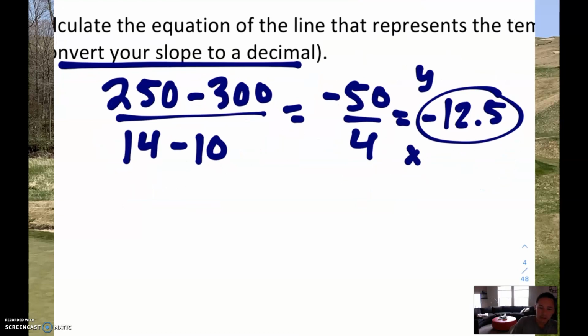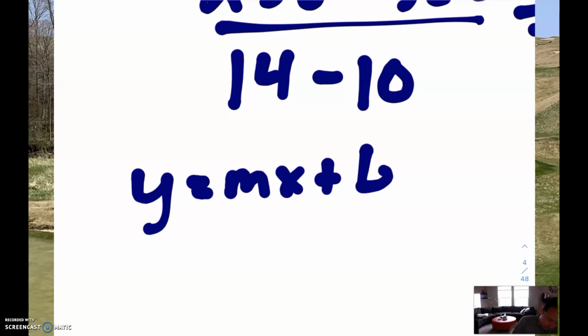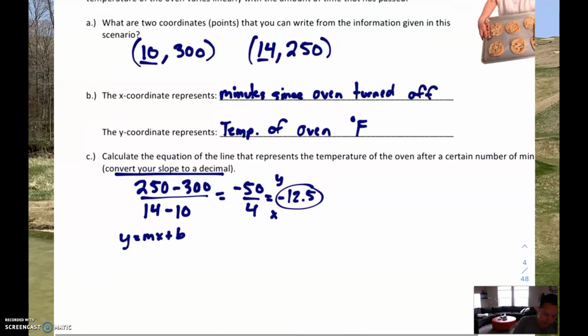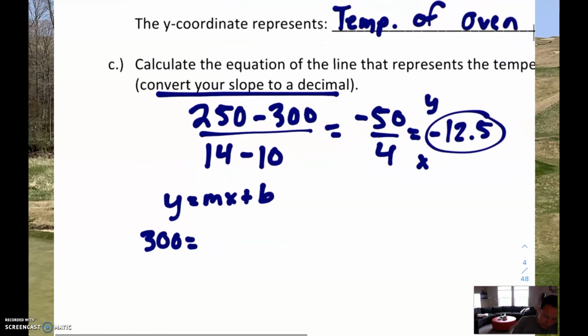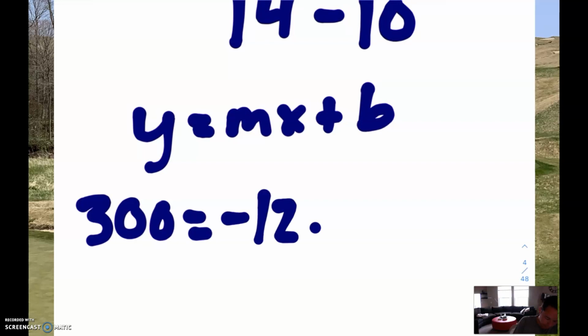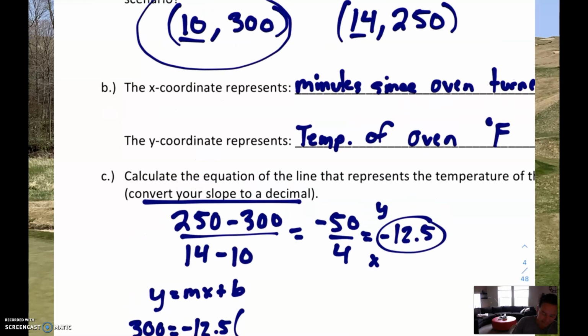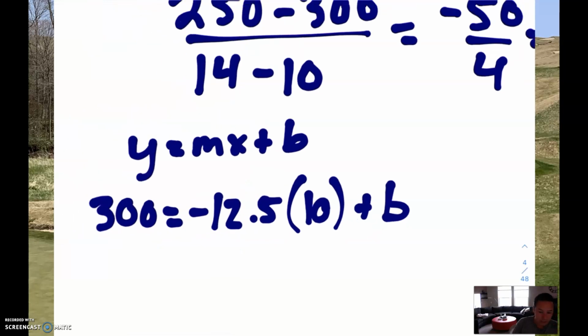Next, what we're going to do is use y equals mx plus b, and we're going to plug in some information that we know. You can pick either of the 2 points. I think it's probably a little easier if you select this one. So in for the y-coordinate, we can replace it with 300. M represents the slope, and in this case, the slope is negative 12.5. The x-coordinate was a 10, so we're going to replace x with 10. And then we have plus b. We're trying to solve for b.